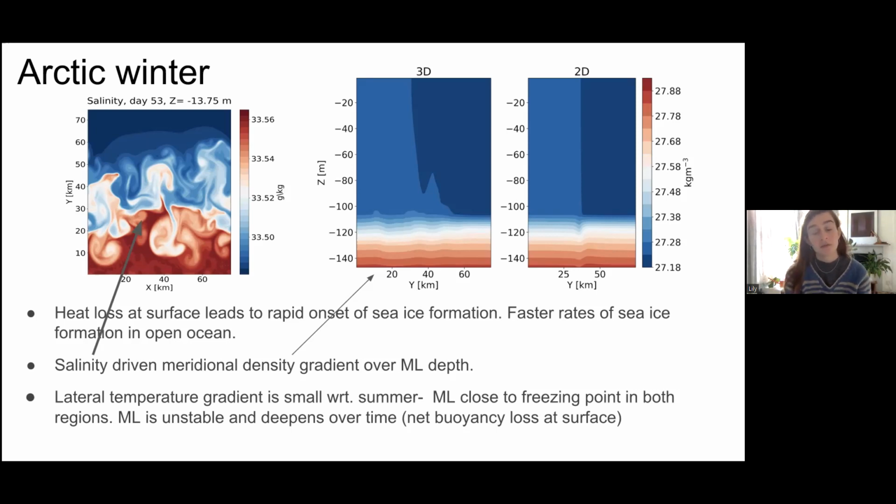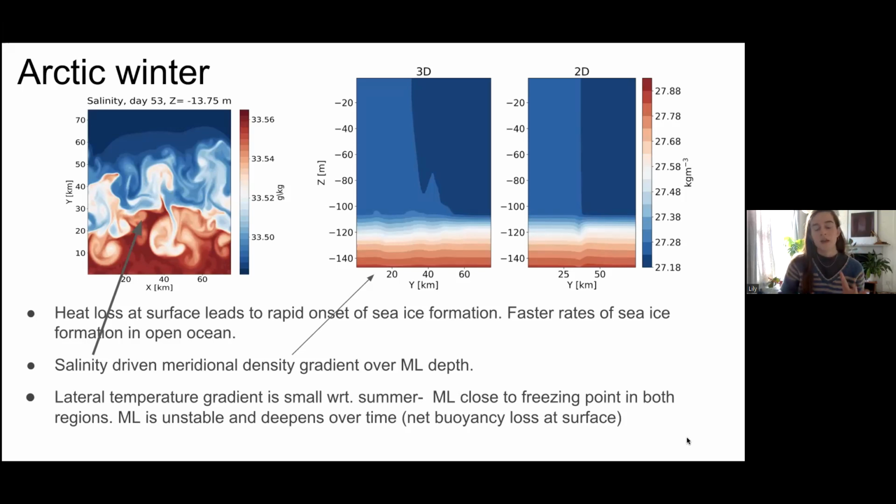And these ice formation rates are faster in the open ocean because there's no ice there already. So essentially, where there's no ice, it forms quicker. And this brings about a salinity-driven meridional density gradient in this simulation. So because there's more ice forming faster in the open ocean, it leads to quicker brine rejection, and so there are high salinities in the open ocean.